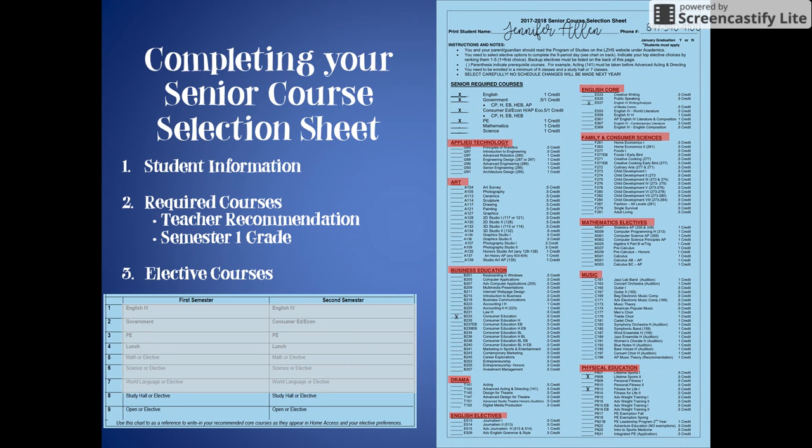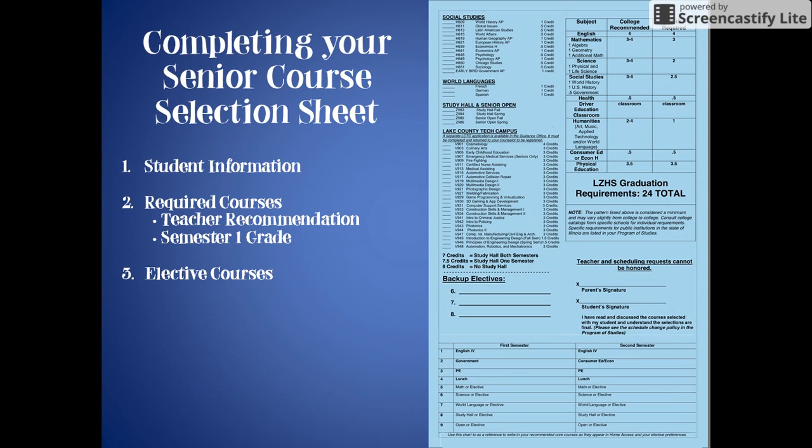If you still have additional room in your schedule, we'll want to mark more electives. So if you turn back to the front, you'd mark at least a few more electives, rank them in order of interest. And then on the back, you'll want to include a few backup electives in case we can't pick your first electives.